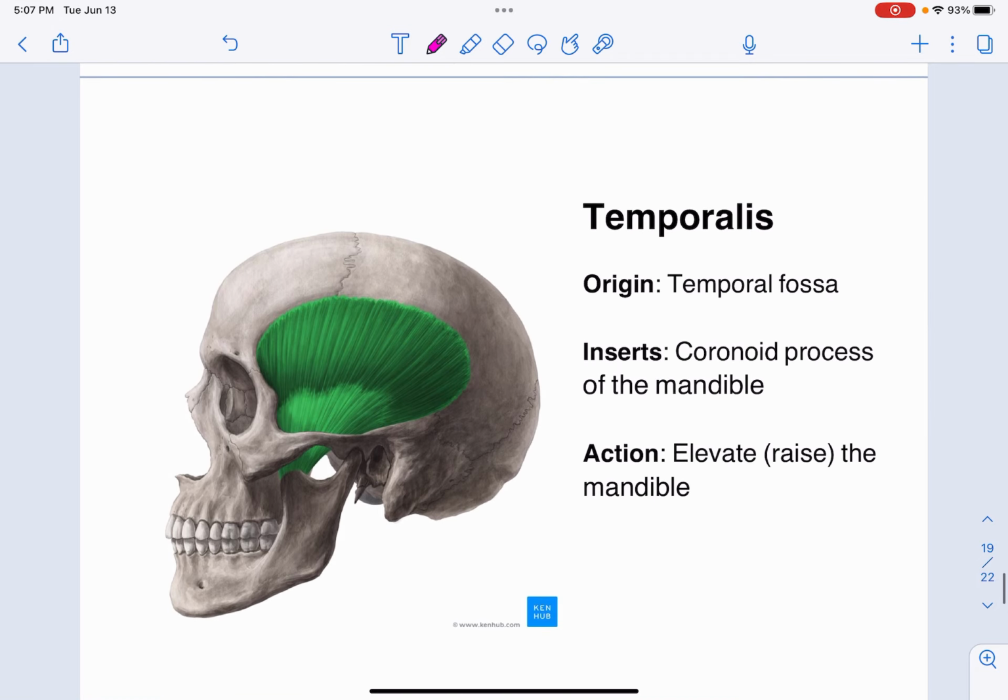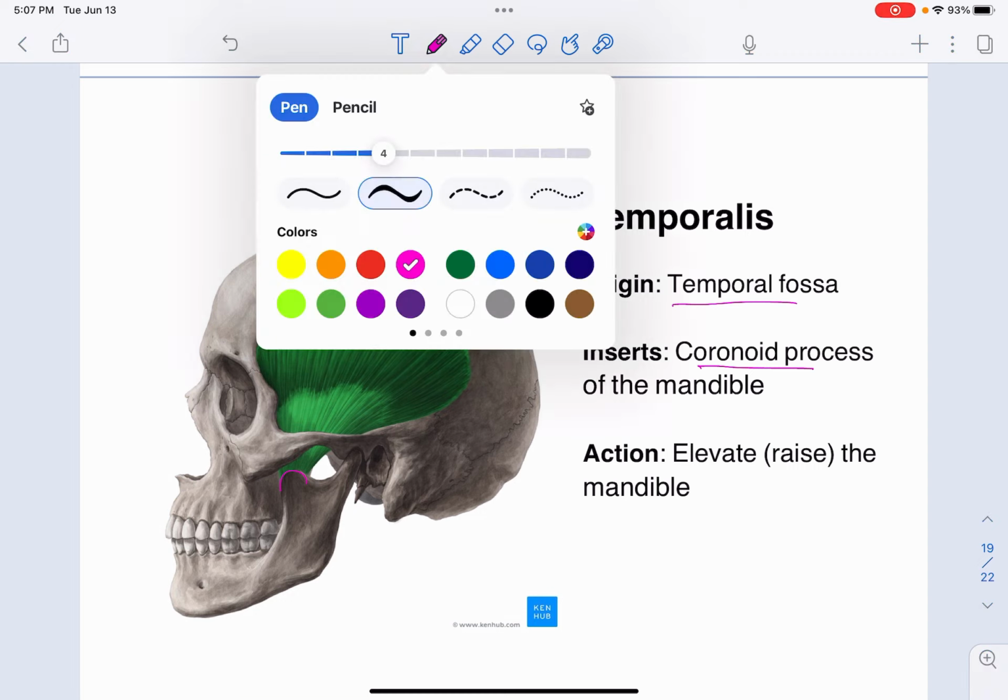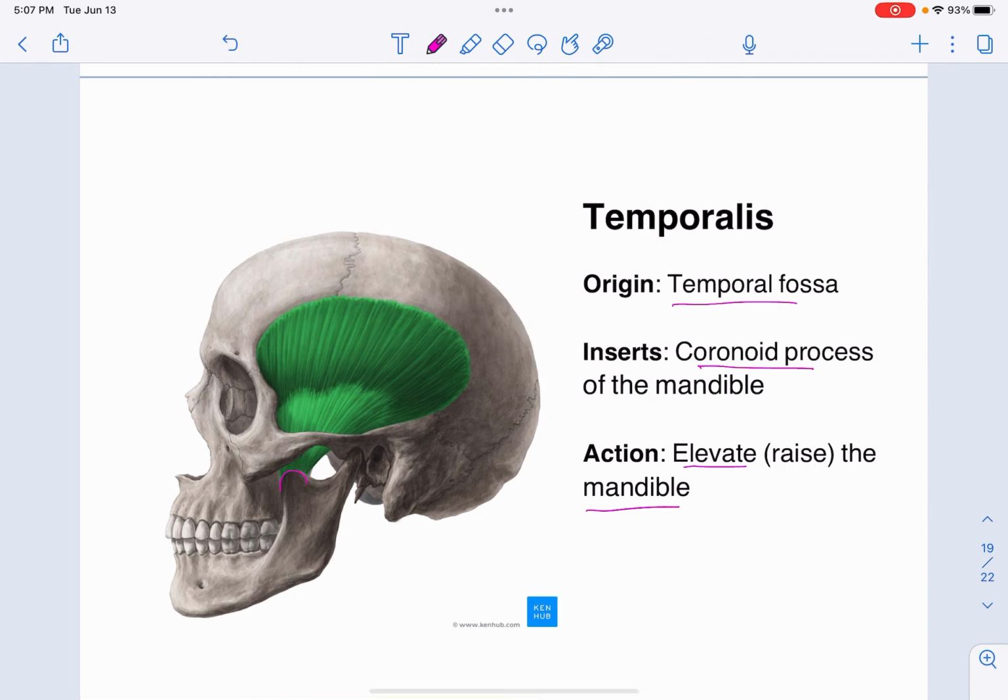The temporalis muscle sits on the temporal bone. Okay, so it originates at the temporal fossa. It inserts in the coronoid process. You remember the coronoid process of the mandible? And it is going to elevate the mandible. So the action, muscle, action, elevate the mandible.